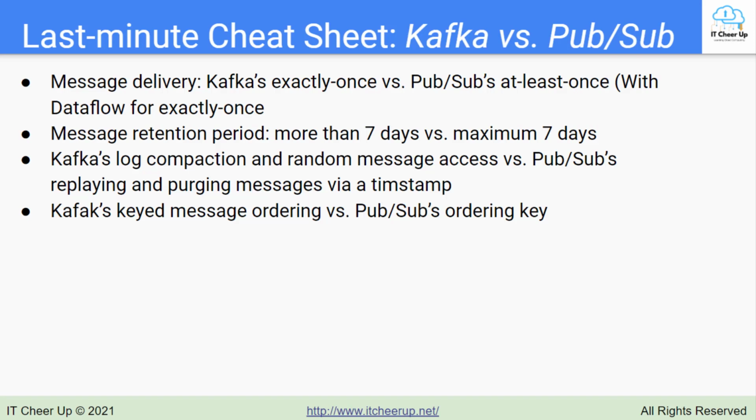The first difference is message delivery. Kafka promises to deliver messages exactly once. PubSub guarantees at least once delivery, but PubSub can work with Dataflow for exactly once delivery.